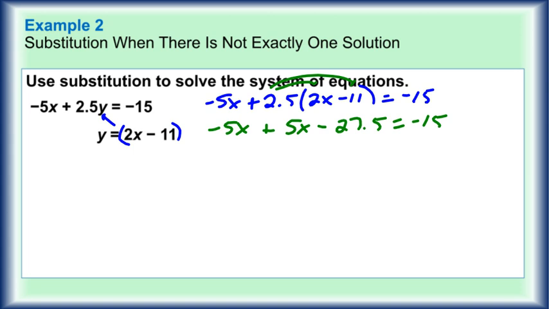If I were to simplify this side, I would have negative 5x plus 5x is 0. So I'm left with negative 27.5 equaling negative 15. Now, negative 27.5 can never equal negative 15. So this one, there would be no real solution here.